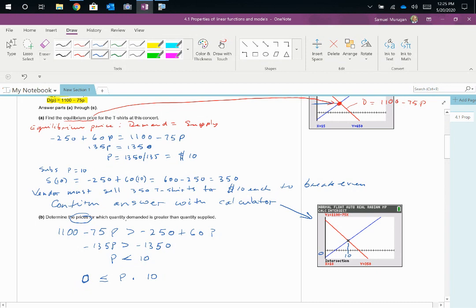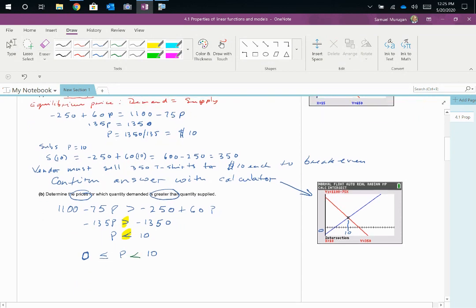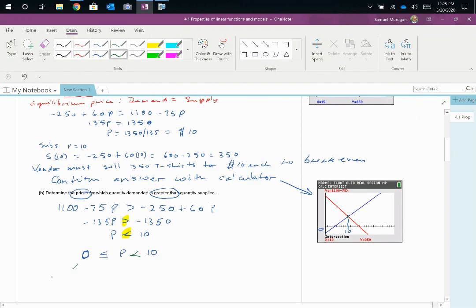is greater than the quantity supplied. Pay attention to that inequality flip when you divide, because it changes from greater than to less than. Okay. Price can equal 0, but not less, because the price can't be negative.